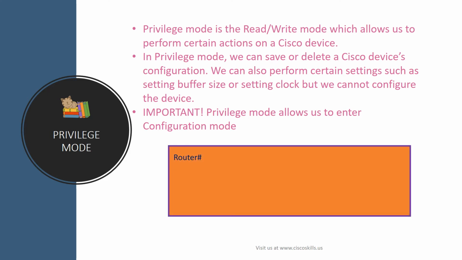Here we are at the console of a device named router. This symbol shows us that we are at the privilege mode. In order to gain access to the configuration mode, we need to issue the command configure t or configure terminal, then hit enter. Now this symbol shows that we are in the configuration mode. In order to get back to the privilege mode, we need to issue the command exit and hit enter. And we're back again in the privilege mode.